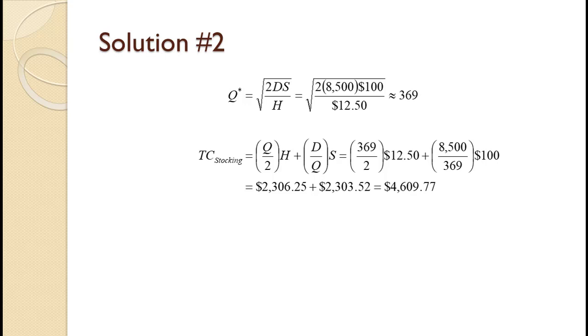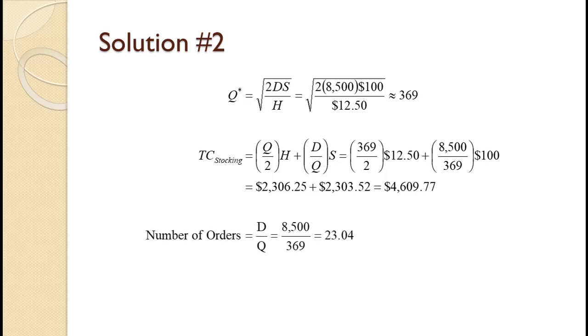These total to $4,609.77. The annual holding cost and annual order cost are close but not equal. That is because we rounded the order quantity to a whole number. Had we left it as a fraction, they would, in fact, be equal. Since you cannot order fractional units, rounding to a whole number is fine.